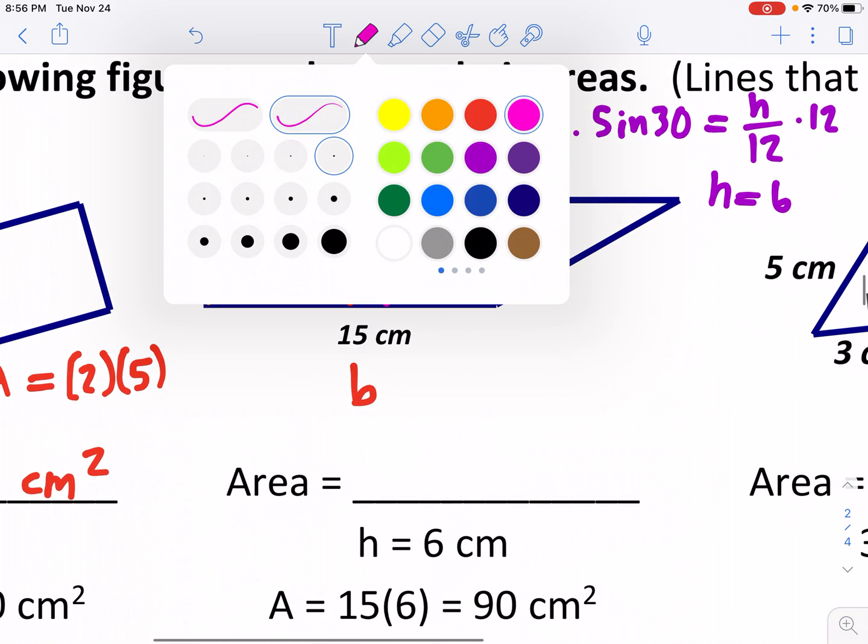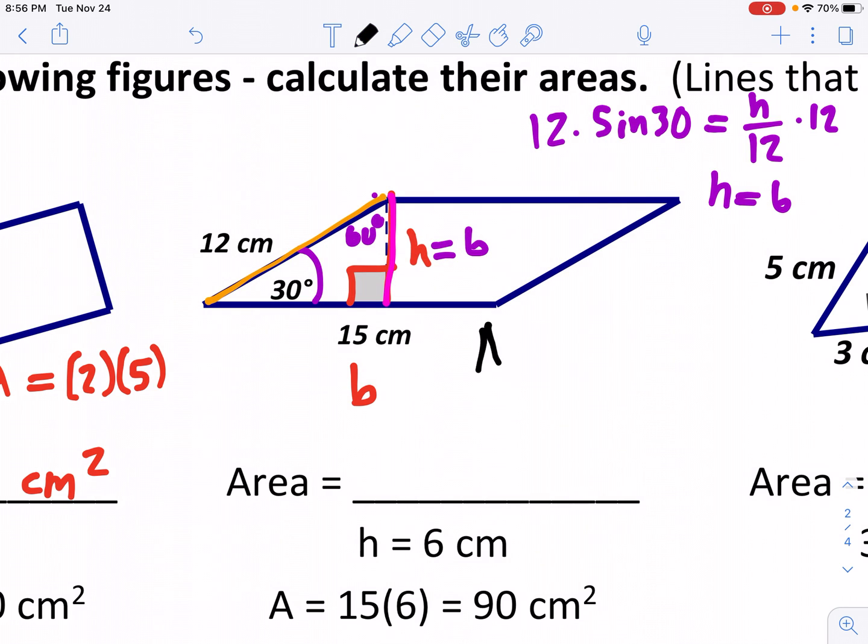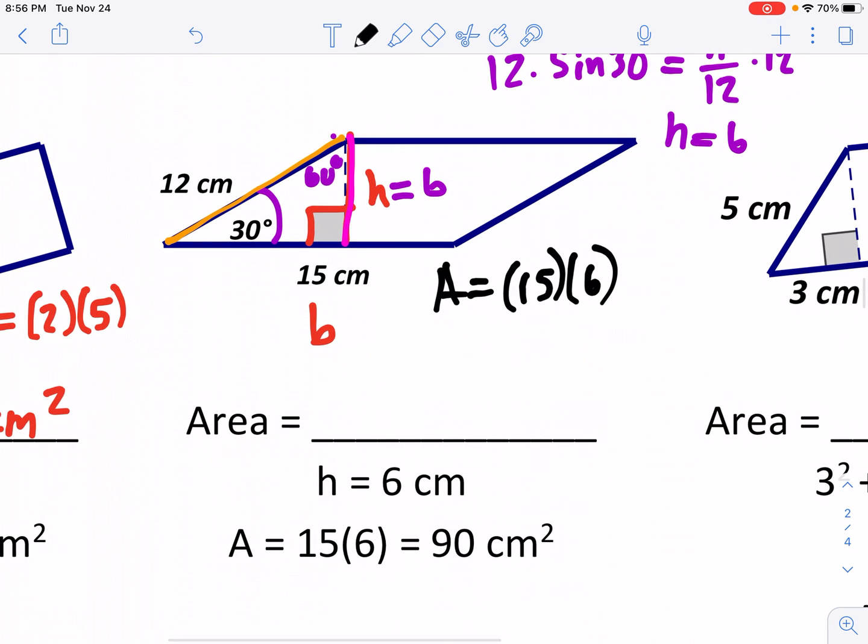So with that in mind, our area here is the base, which is 15, times the height, which is 6, and we multiply 15 times 6, and we get the area is 90 centimeters squared.